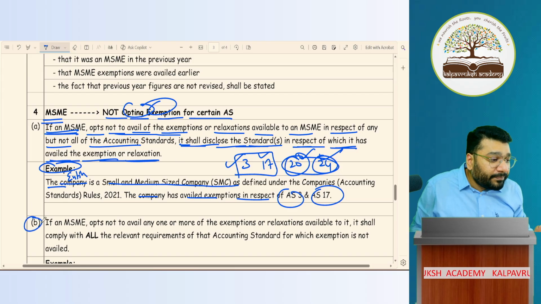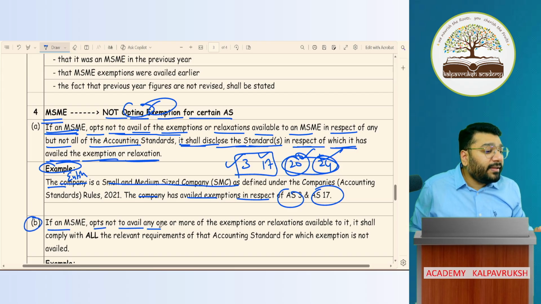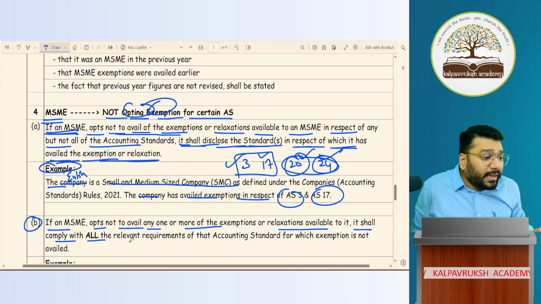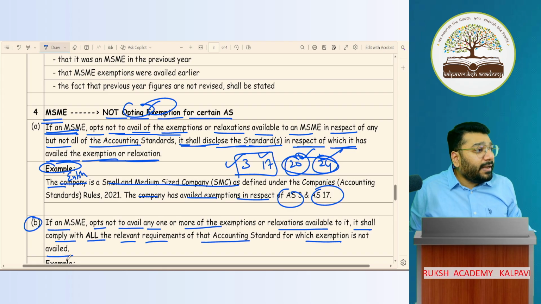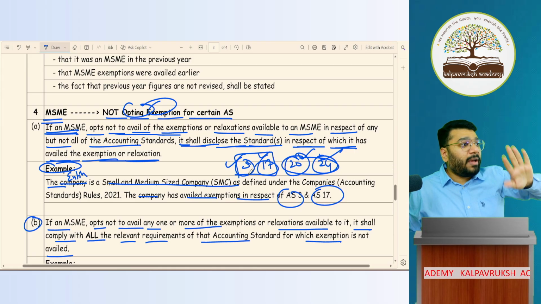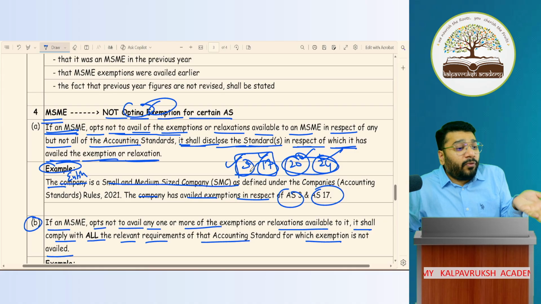Okay. Point number B. If an MSME opts not to avail any one or more exemption or relaxation available to it, it shall comply with all the relevant requirements of that AS for which exemption is not availed. If 3 and 17 exemption is available, but you're telling no, I don't want exemption, I'll opt for 3 and 17.